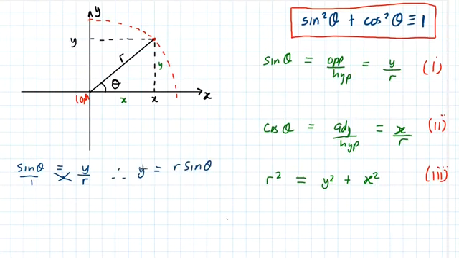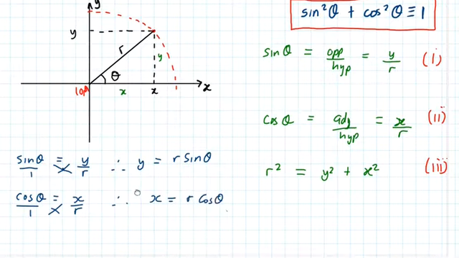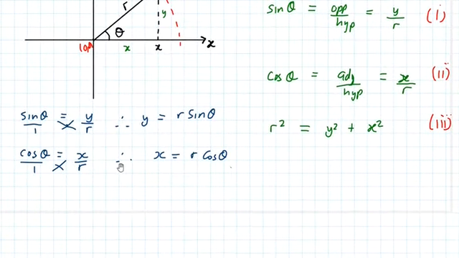And if we do the same for cos theta, we have cos theta equal to x over r. So let's just say over 1. If we cross multiply again, we get x to be r cos theta. Okay, so finally we've managed to express y and x in terms of the trig ratios.